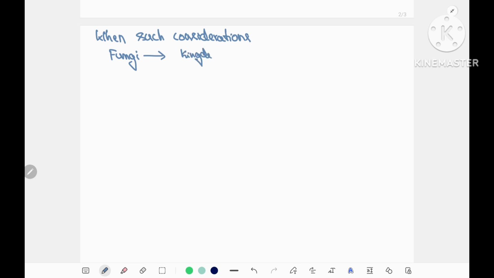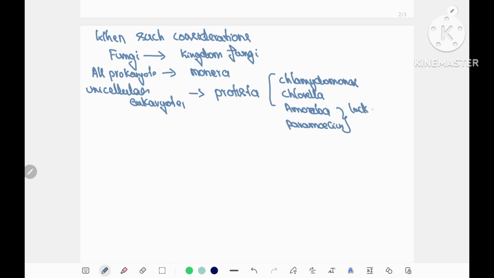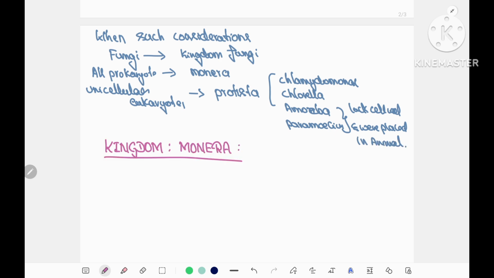So when such considerations are made, as I mentioned earlier, fungi are placed in a separate kingdom, that is kingdom Fungi. All prokaryotes are placed in one kingdom, that is kingdom Monera. Unicellular eukaryotic organisms are placed under Protista. So here Chlamydomonas and Chlorella are unicellular eukaryotic organisms. Amoeba and Paramecium are unicellular eukaryotic organisms that lack a cell wall. So earlier they were placed in the animal kingdom, but upon some changes or considerations, they were placed in kingdom Protista.